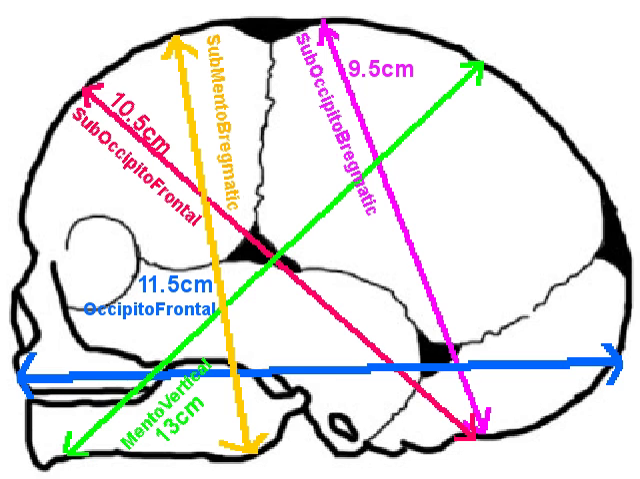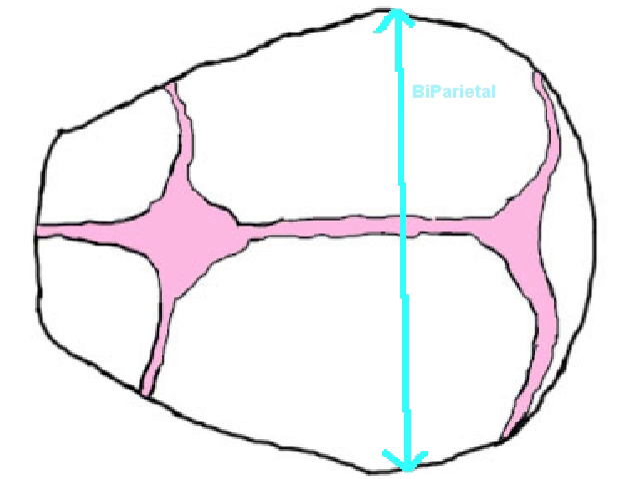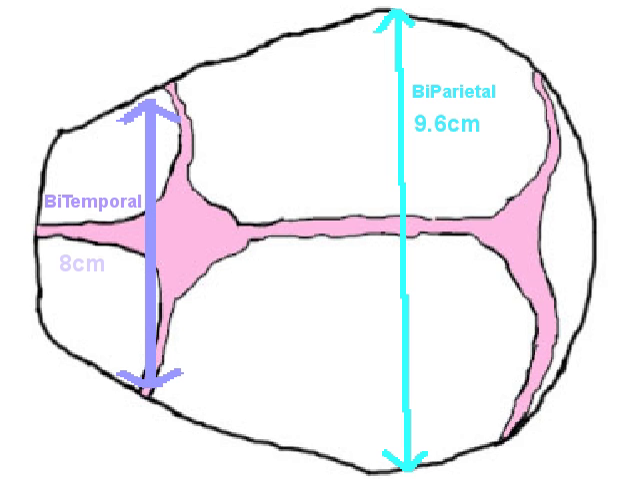The submentobregmatic diameter, which is 9.5 centimetres long, runs from the junction of the chin and neck to the bregma. The submentovertical diameter, which is 11.4 centimetres in length, extends from the junction of the chin and neck to the centre of the vertex. The biparietal diameter, which is 9.6 centimetres long and runs between the parietal eminences. And finally, the bitemporal diameter is 8 centimetres long.